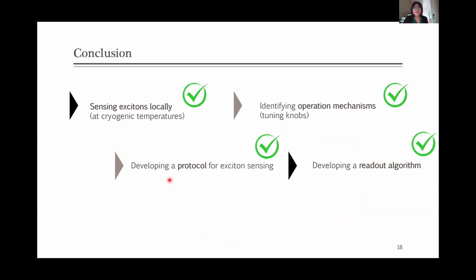The conclusion for this part: we sensed the excitons locally, we identified the operation mechanisms, developed a protocol for exciton sensing, and eventually developed a readout algorithm. All in all, that's our attempt to really use those excitations in 2D materials as sensors and even quantum sensors to promote its applications.